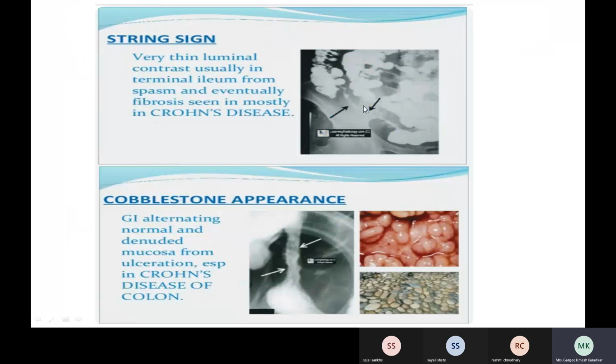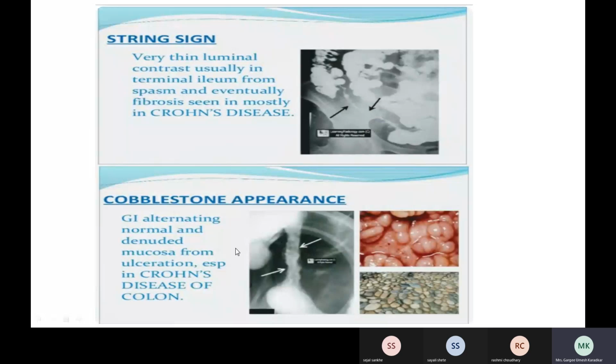Yeah. So this is the string sign. You have your loops of the intestine here, and in between, because of the inflamed area, there is narrowing which is seen. So it is a very thin luminal contrast, usually in the terminal ileum, which happens because of spasm and the eventual fibrosis, which is seen mostly in Crohn's disease. So this is called a string sign.